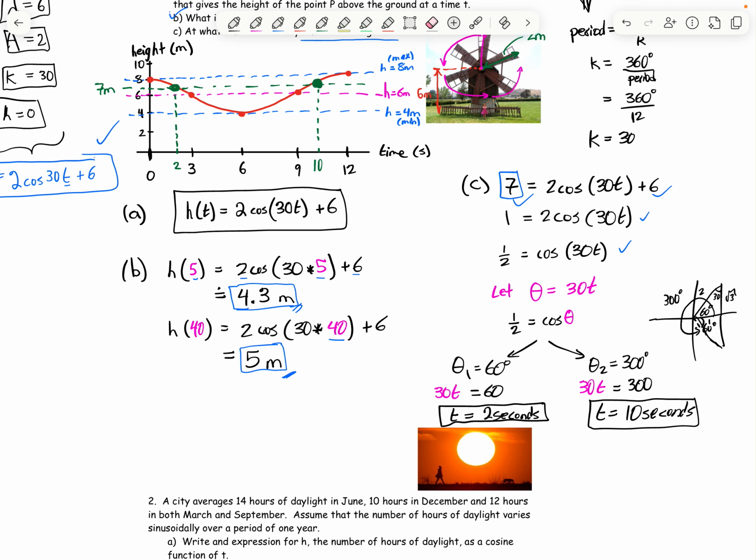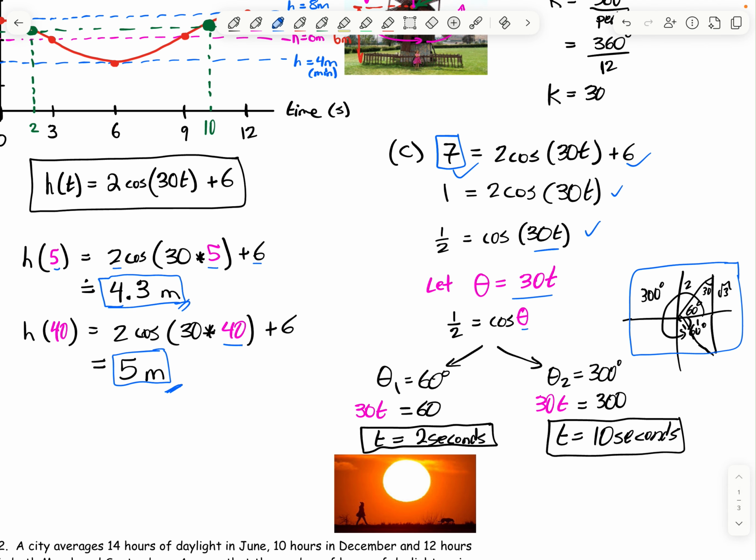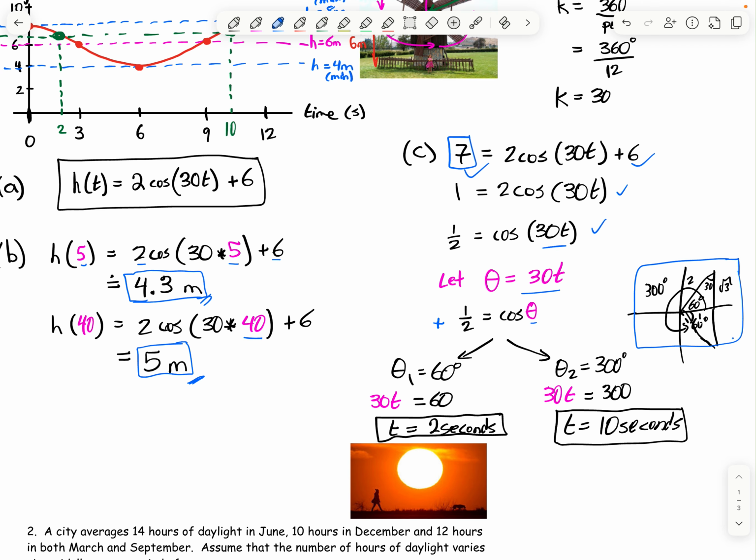And now I'm trying to figure out, when does cosine equal a half? To make this easier, I make this change of variable just to make my life a little bit easier. Temporarily, let theta equal 30t. So what value of theta makes cosine equal to half? Well, this is where I can draw my little grid here, sketch, and then I can ask, when is cosine positive, first of all? Well, by CAST, it's in the first and fourth quadrants.